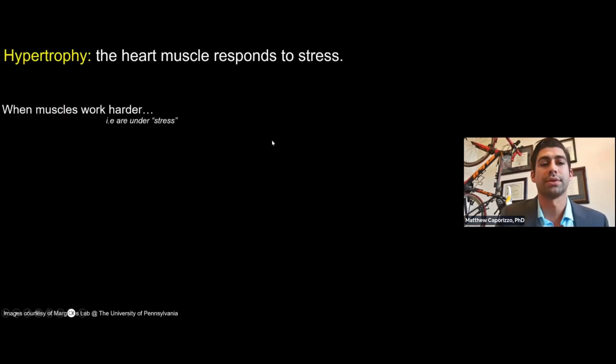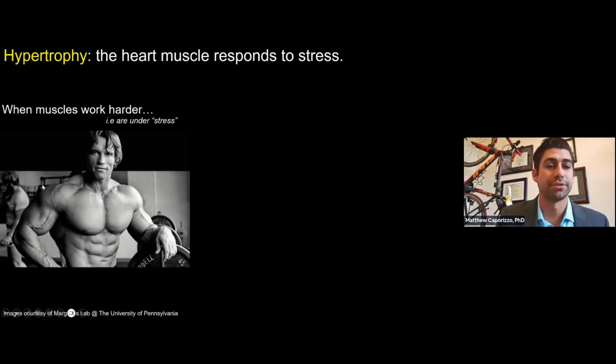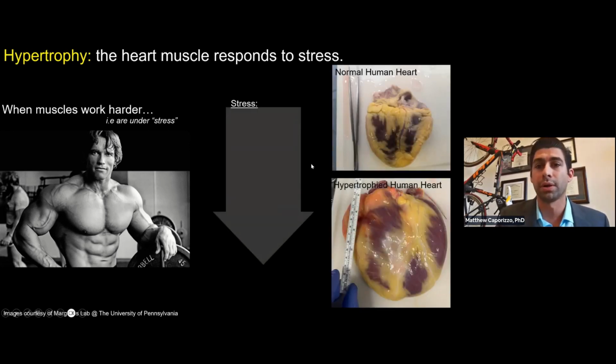When your muscle cells work harder, I think we're also familiar with what occurs, right? They hypertrophy. And here's an example of Arnold Schwarzenegger suffering from skeletal muscle hypertrophy. And of course, we don't look at Arnold and go, wow, this person is so remarkably unhealthy. Quite the contrary.